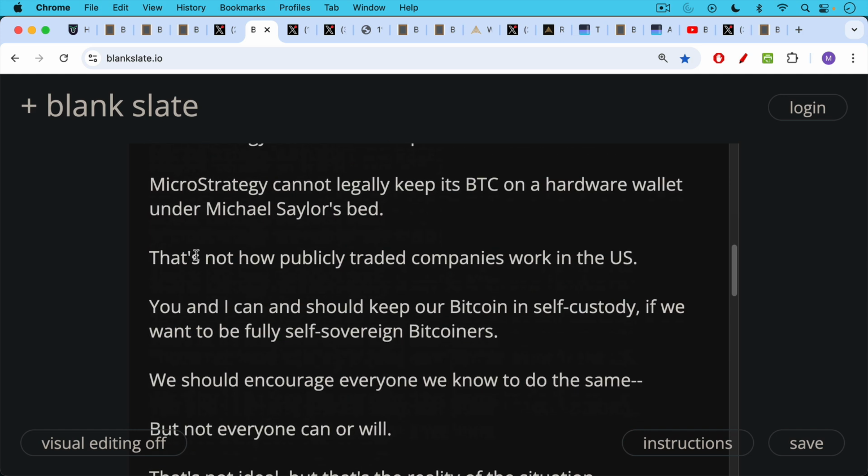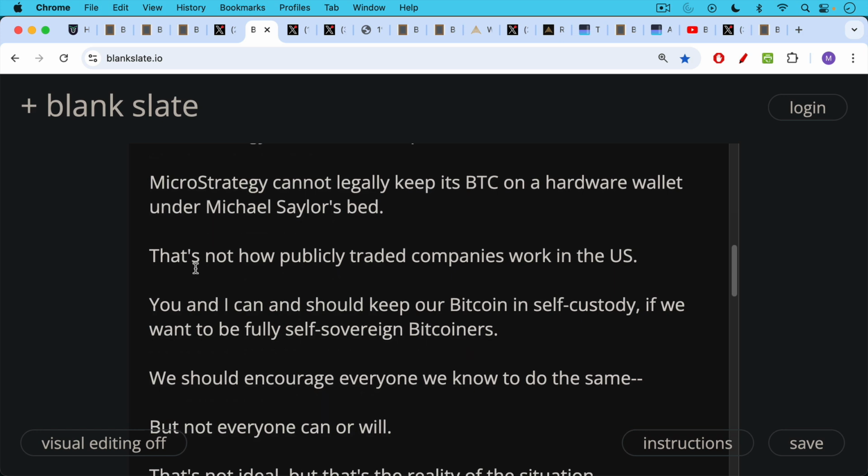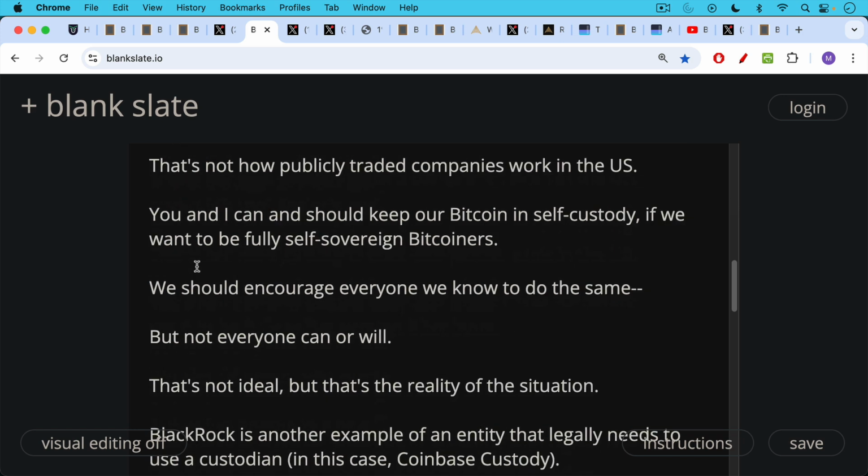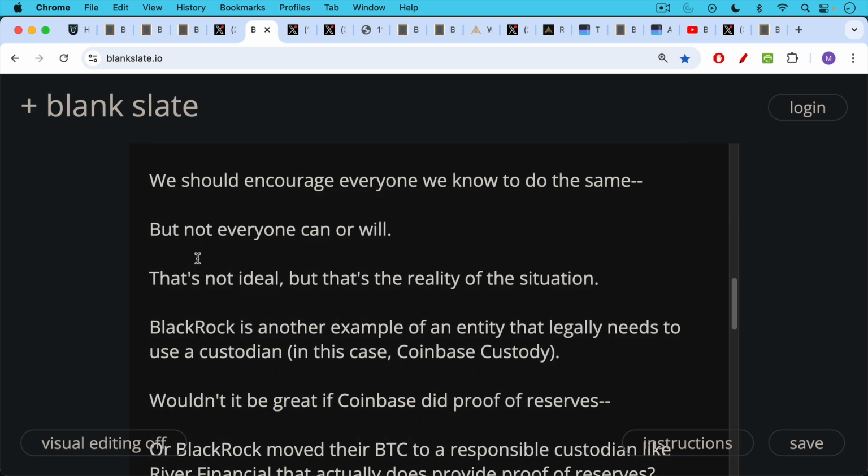Now, you and I can and should keep our Bitcoin in self-custody if we want to be fully sovereign Bitcoiners. And we should encourage everyone we know to do the same, but still not everyone can or will. That's not ideal, but it's important to accept that that's the reality of the situation. BlackRock itself is another example of an entity that legally needs to use a custodian. In this case, they're using Coinbase Custody.